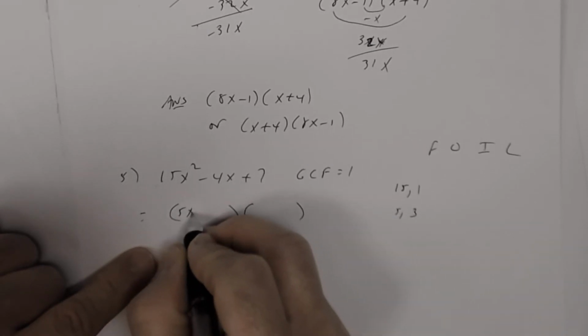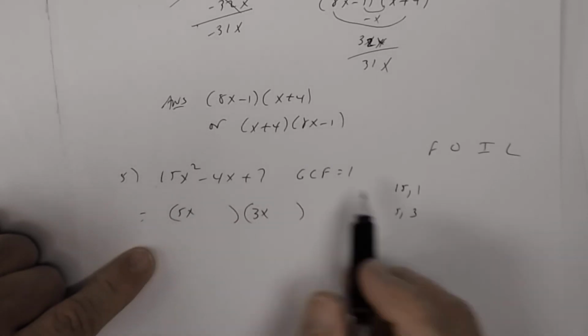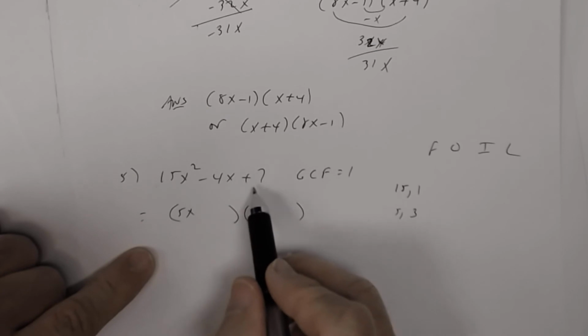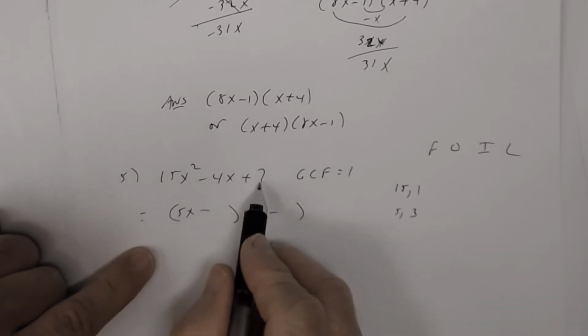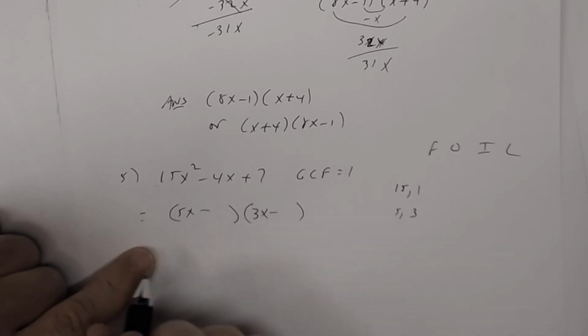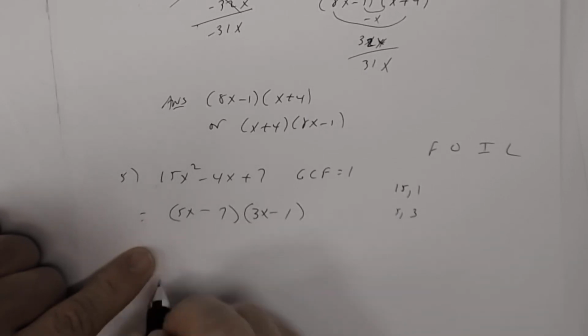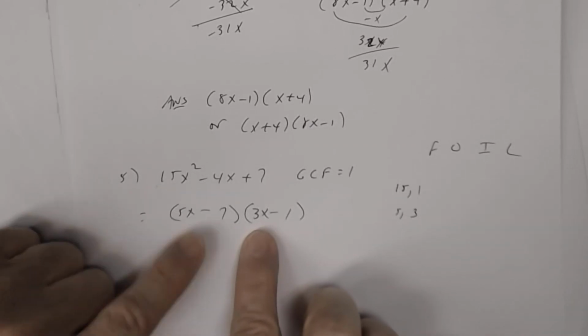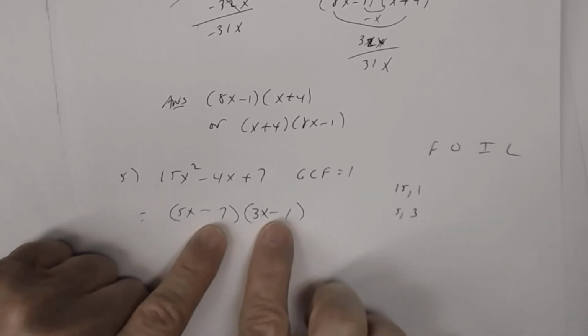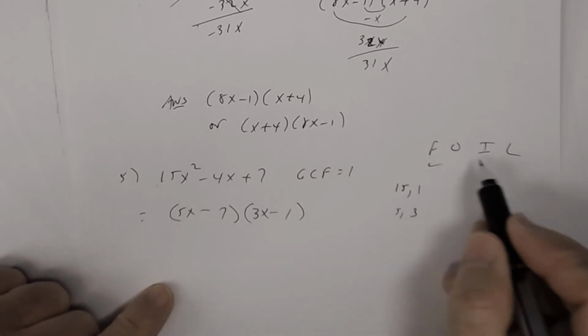So we're going to say 5x, 3x. And then, again, the last sign's positive, so that means these signs are the same, both negative. And the possibilities for 7, there's only one possibility, 7 and 1. So let's put the 7 here, 1 there, and then check. 5x times 3x is 15x squared. Negative 7 times negative 1 is a positive 7. So that checks off.